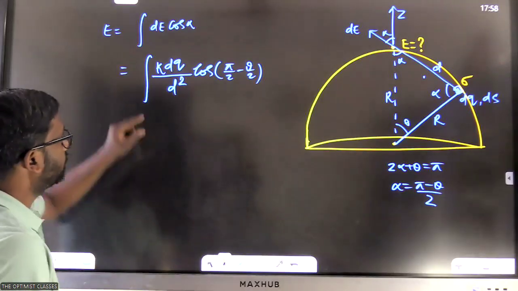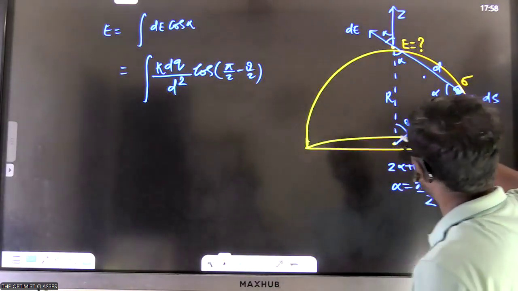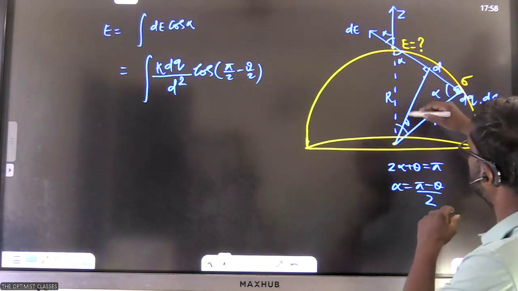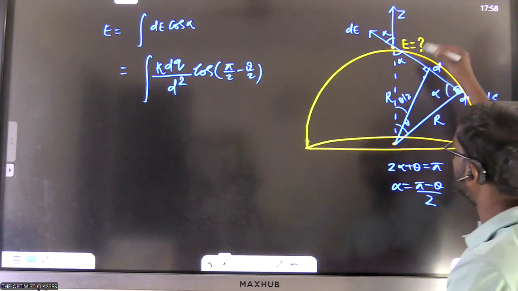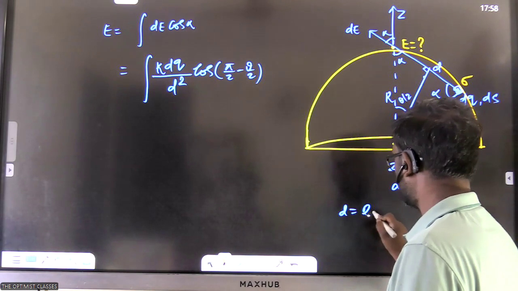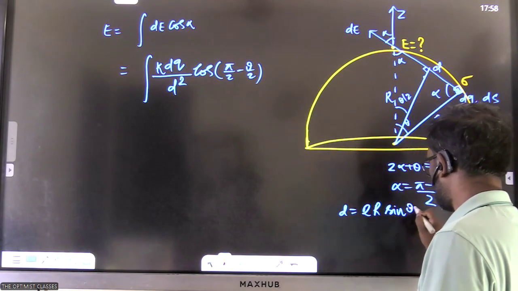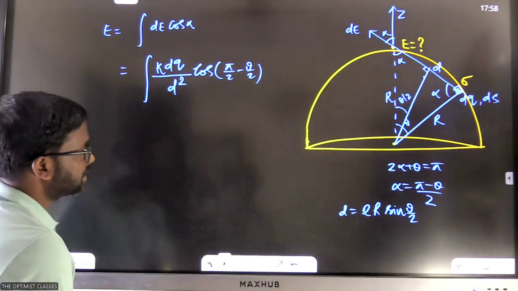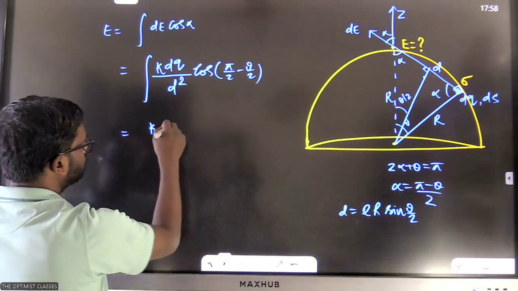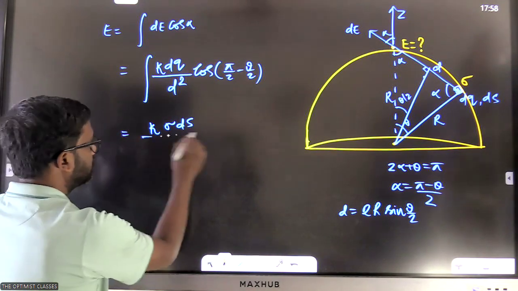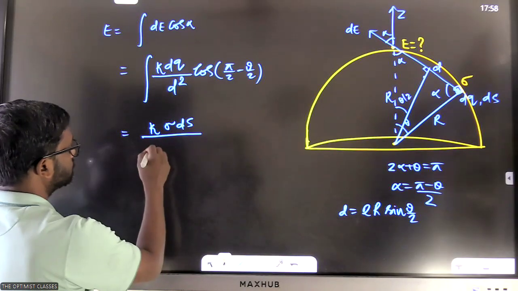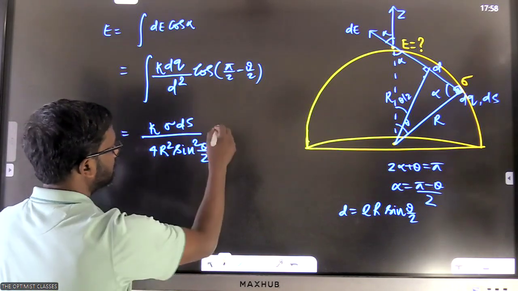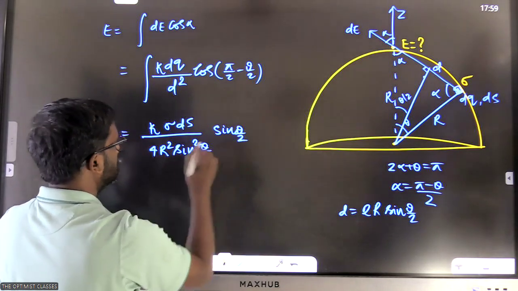Now we can calculate d. To calculate d, we can draw a perpendicular from here like this. Using this, the angle becomes theta by 2. So d will come out to be 2r sine theta by 2. You can calculate d using this small triangle. So let's put that here: this is k, and dq you can write as sigma ds, divided by this much. This becomes 4r squared, and here you get sine squared theta by 2, and this becomes sine theta by 2.